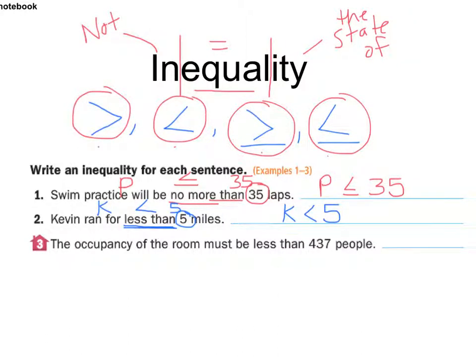Let's look at number 3. The occupancy of the room must be less than 437 people. So let's use R for the room. It has to be less than 437. So R is less than 437.